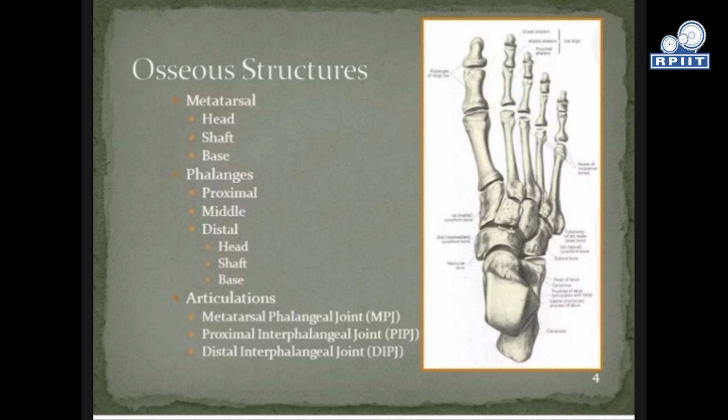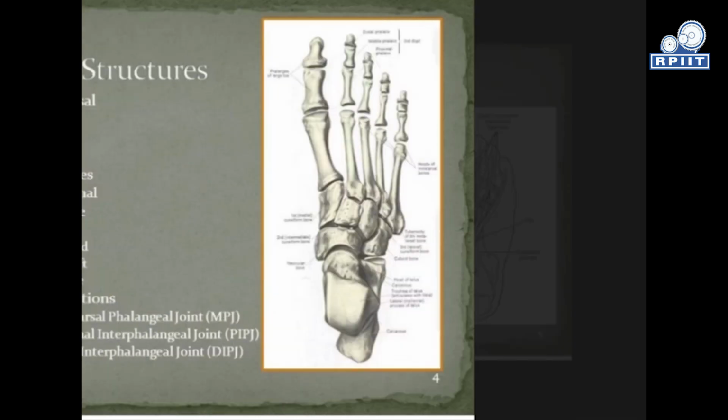In each phalanx, there are three parts: head, shaft and base. And in the articulation, there are three types of joint. First is the metatarsophalangeal joint, then the proximal interphalangeal joint, and the last is the distal interphalangeal joint.